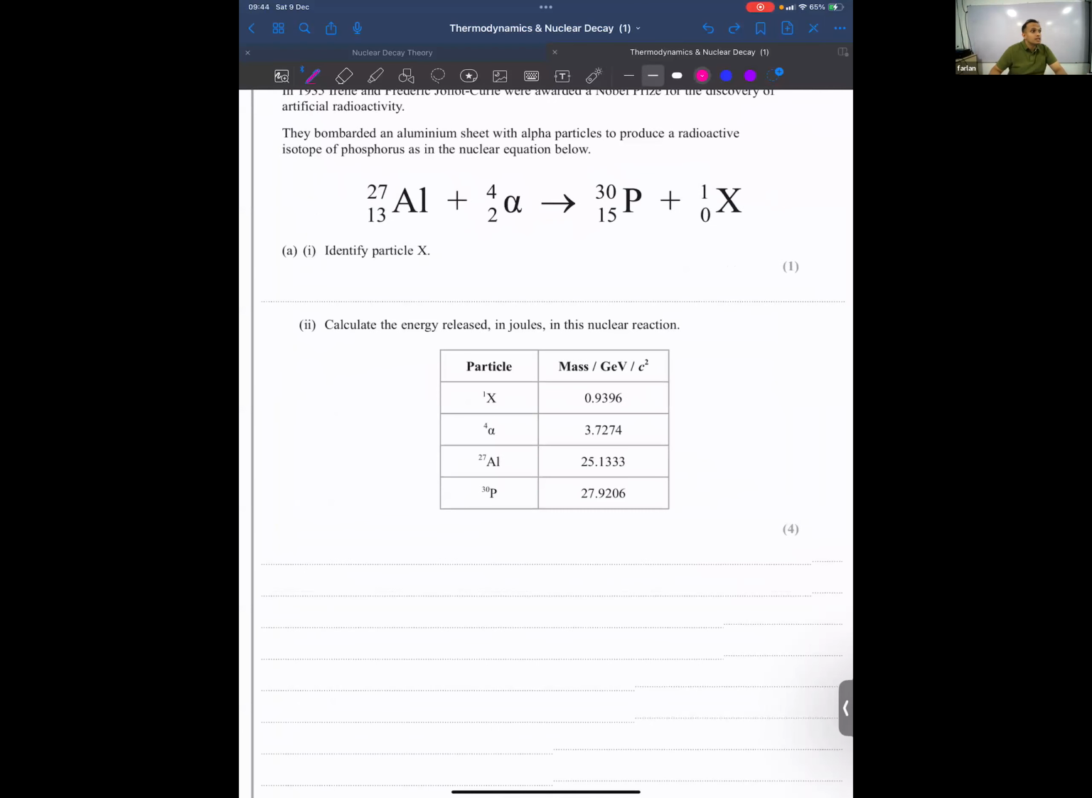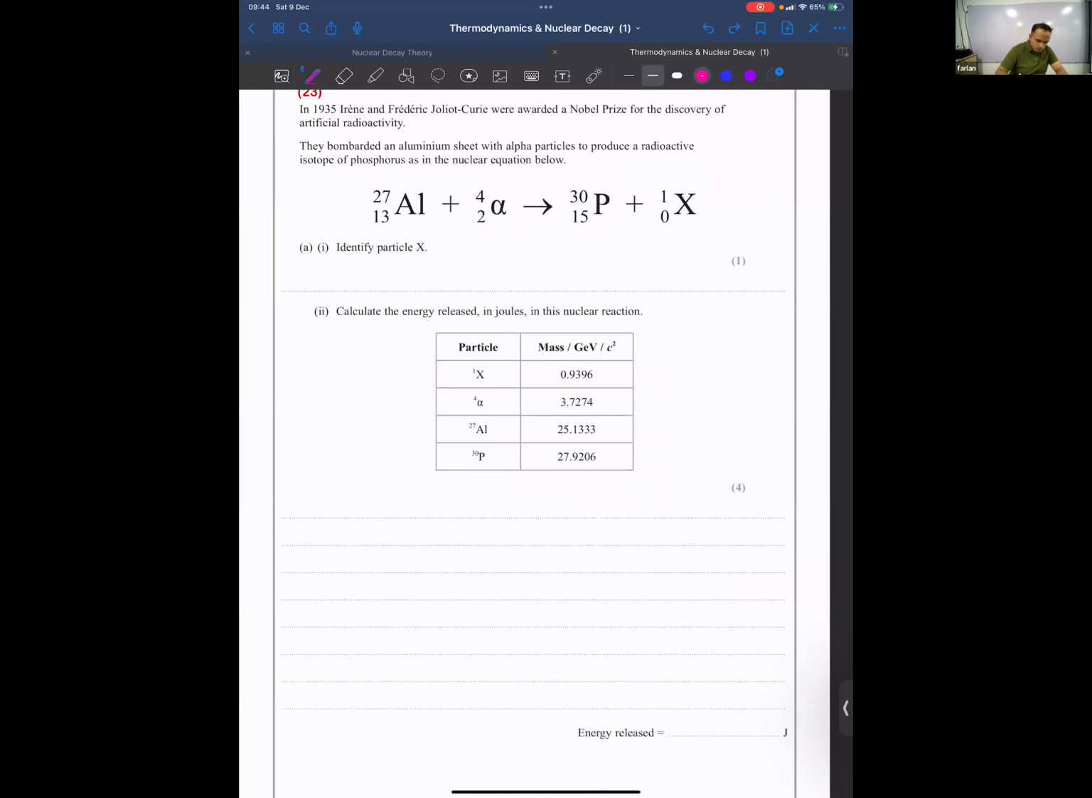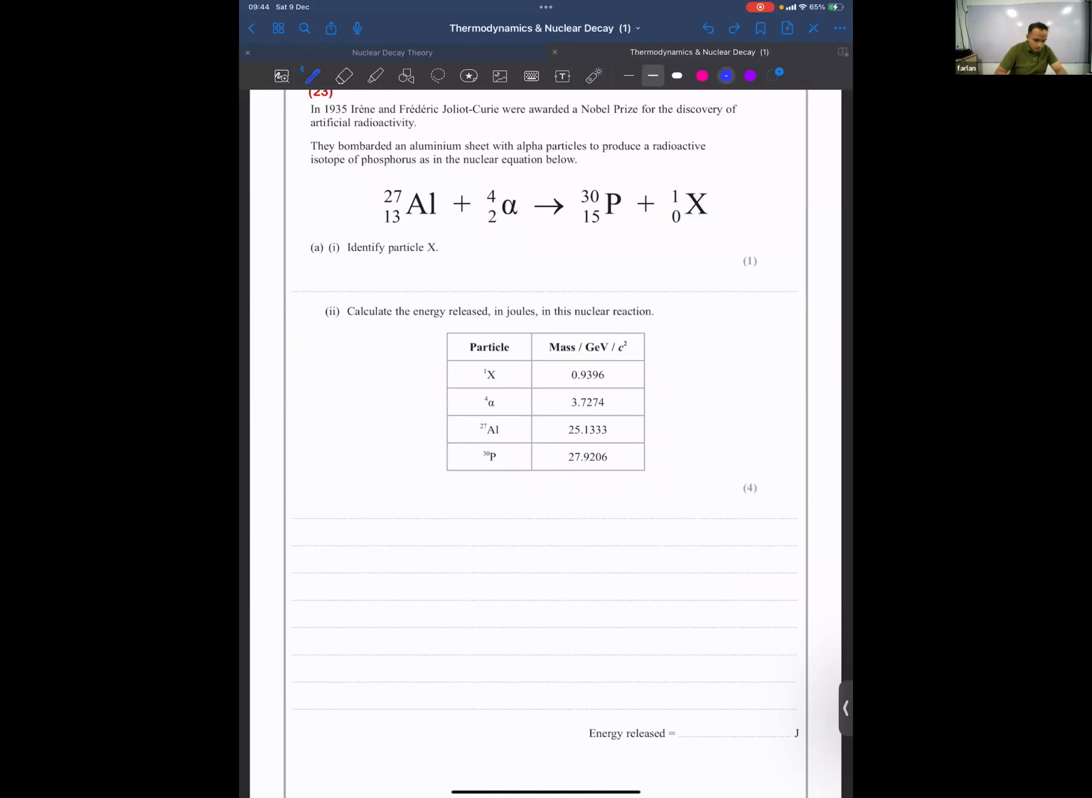A particle with no charge and a nucleon number of one has to be neutral. It has to be neutral. Correct? Now, calculate the energy released in joules in this nuclear reaction.